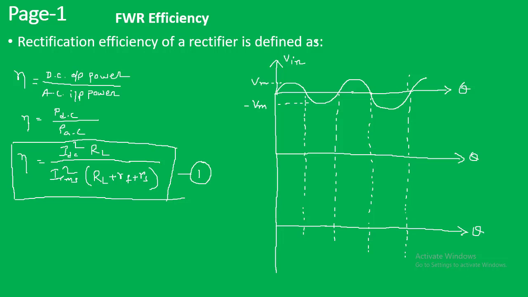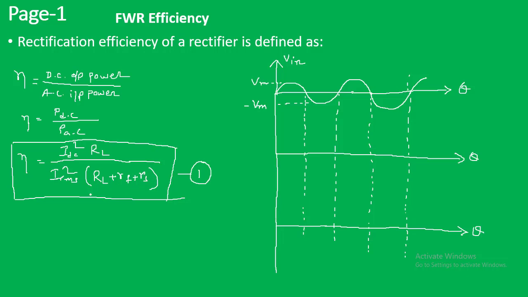Rectification efficiency of a rectifier is defined as the ratio of the output DC power to the input AC power. So the output DC power, which is appearing across the load resistance, can be defined as I_DC squared times R_L. And the input AC power is due to the current flowing through all the resistance in this circuit, that is your load resistance as well as the diode forward resistance and the source resistance.